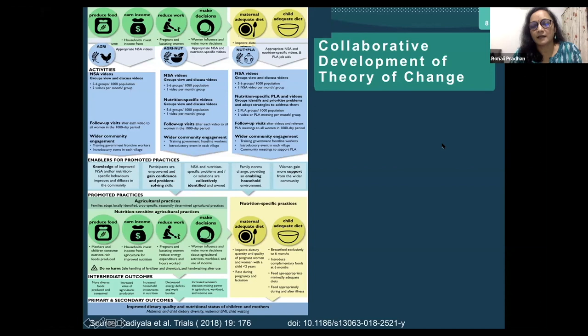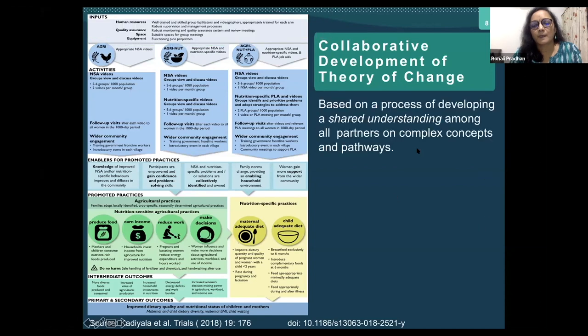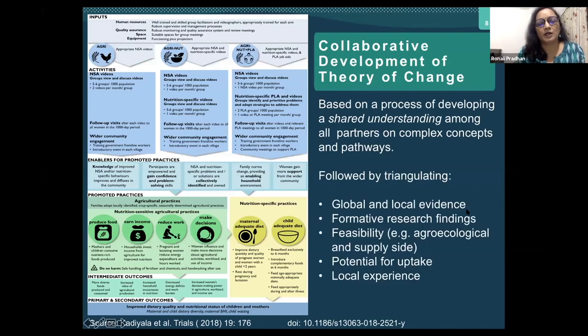Can you click on the slide again? Yeah, so we arrived at this theory of change based on rounds of consultation with all the partners. Then we also tried to understand the complex concepts and the pathways. So here, we identified pathways like produce food, earn income, reduce workload of pregnant and lactating women, and joint decision making, for the nutritional improvement of these pregnant and lactating women. So these are the nutrition sensitive aspects of it. And for the nutrition specific aspect, we focused on maternal and child diet adequacy.